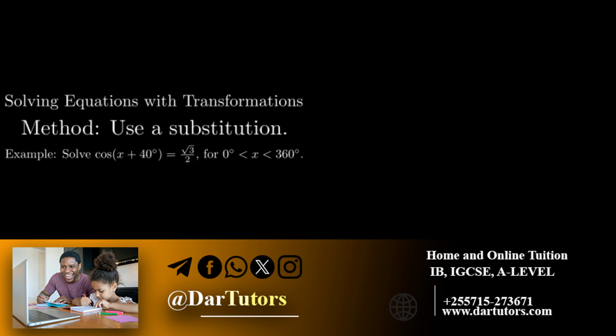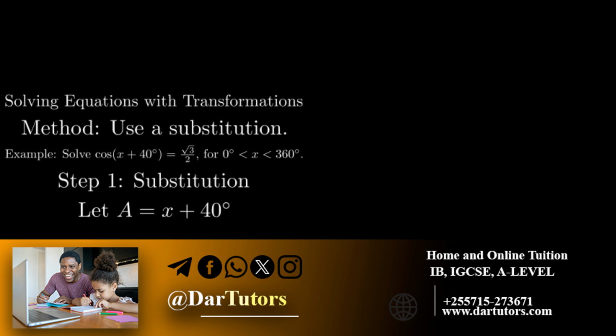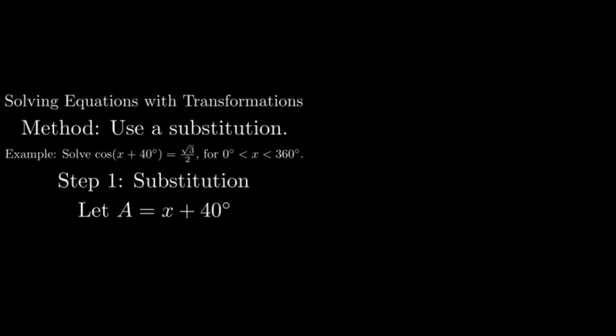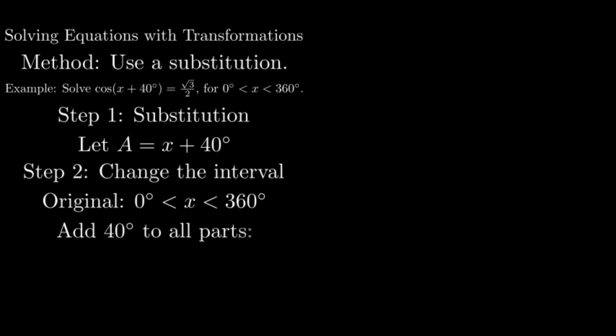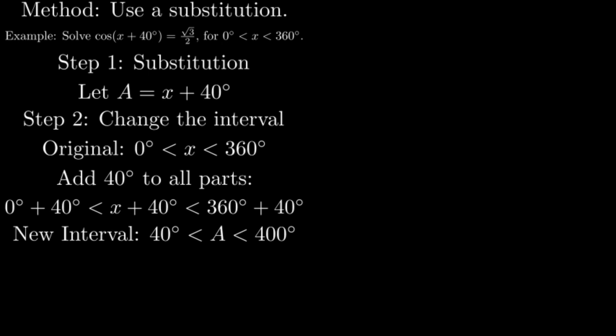We need to solve cosine of the quantity x plus 40 degrees equals root 3 over 2 for x between 0 and 360 degrees. The expression inside the cosine is x plus 40 degrees. Let's substitute this with a new variable, say a. We'll let a equal x plus 40 degrees. This simplifies our equation to cos a equals root 3 over 2. This is a crucial step. When we change the variable, we must also change the interval. Since a is x plus 40, we add 40 to all parts of our original inequality. This gives us a new interval for a, from 40 degrees to 400 degrees.